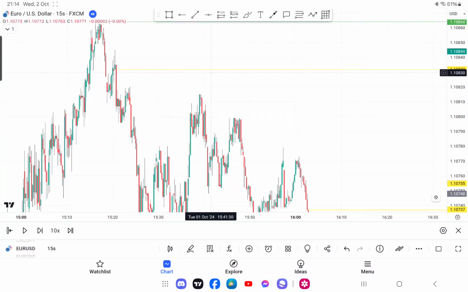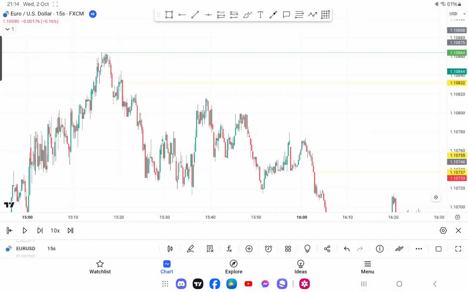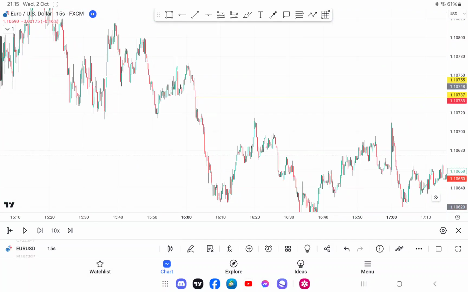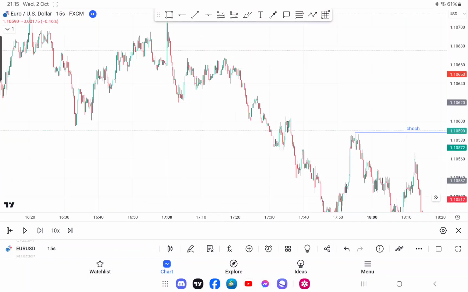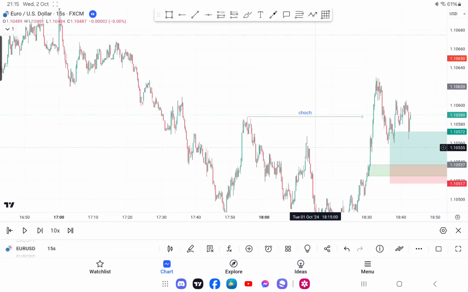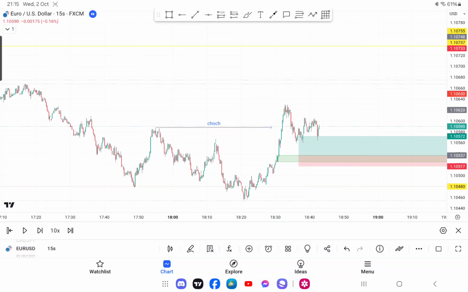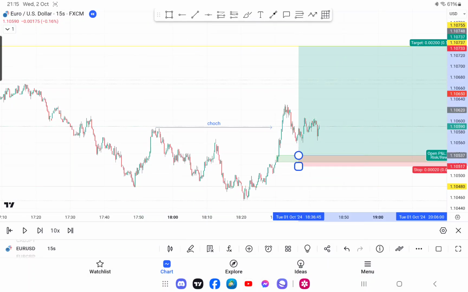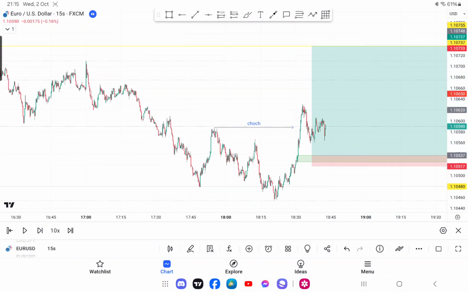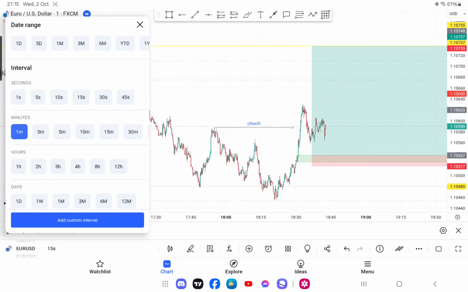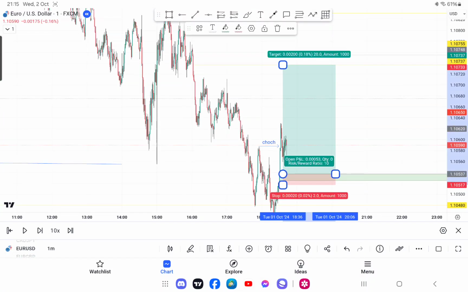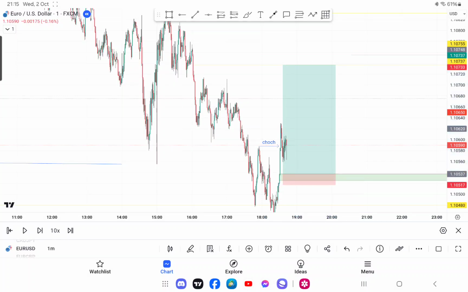It might go higher up here, but we'd rather be on the safe side. So get back to here. So take profit there. That is a 1 to 10.